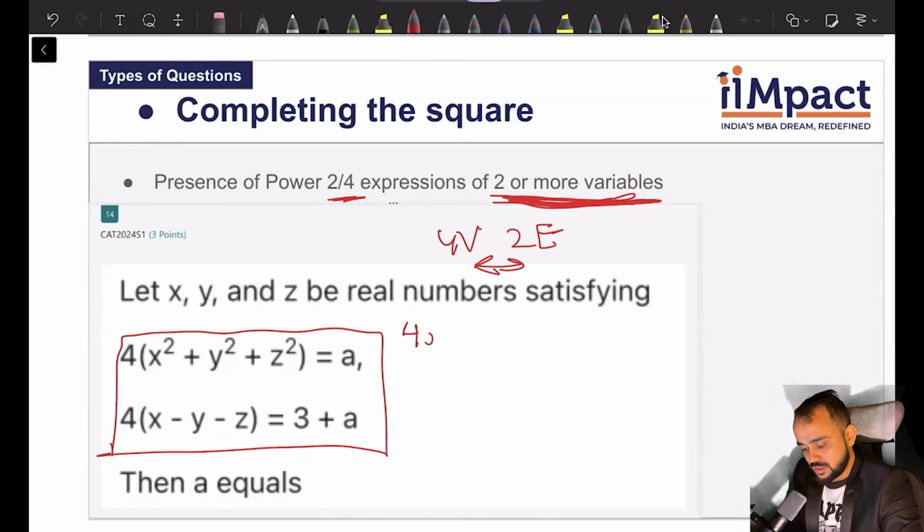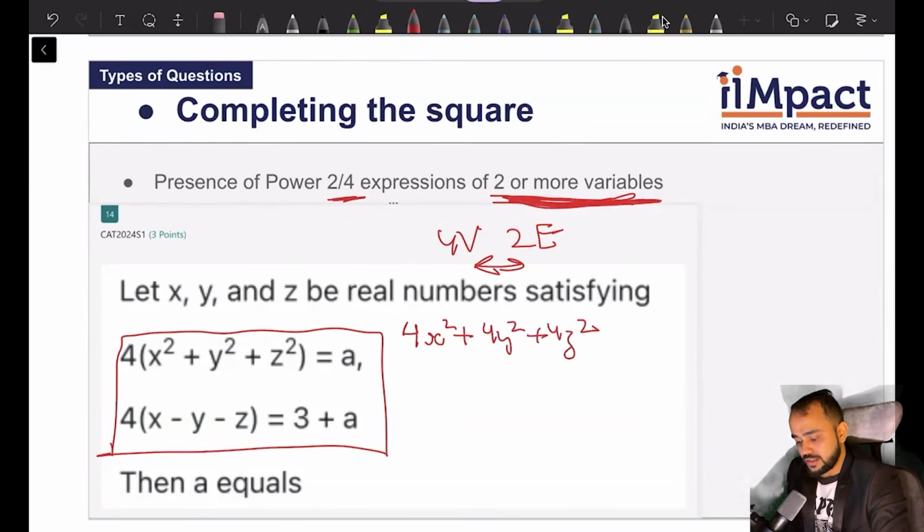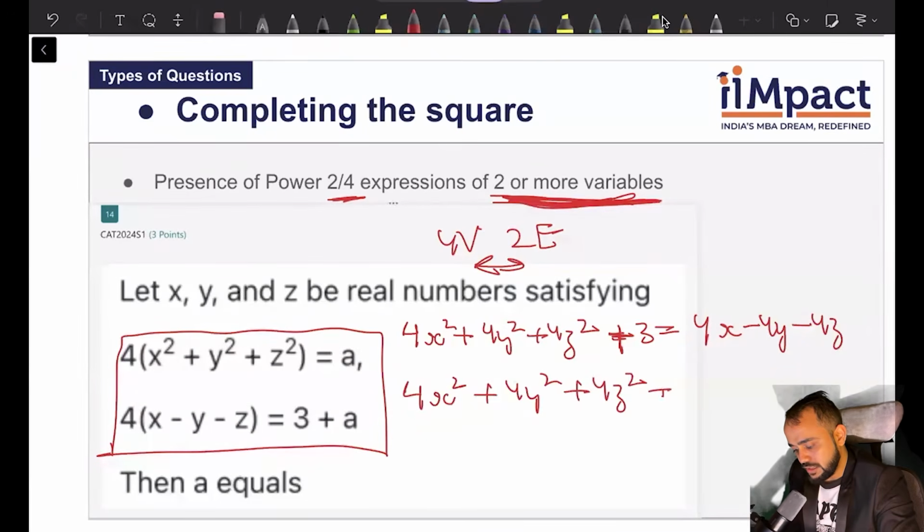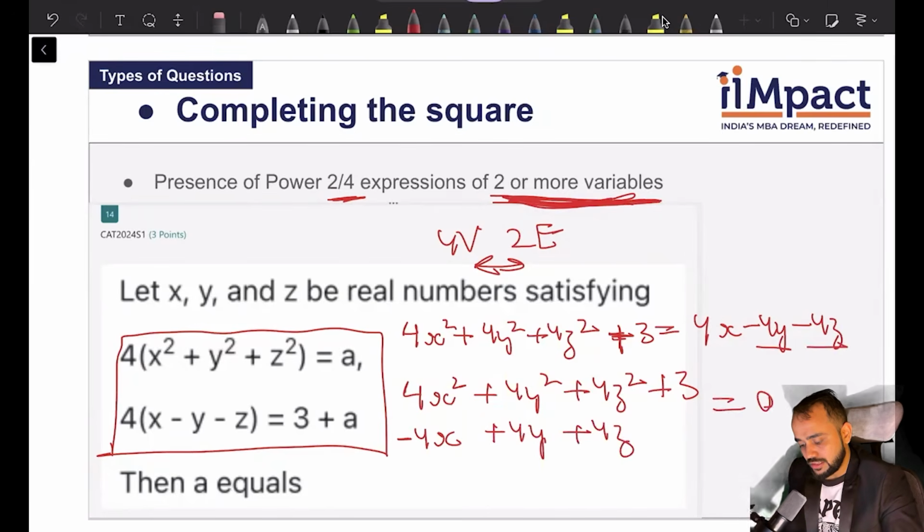Let us say 4x square plus 4y square plus 4z square. I observed there are squares here, so I am already interested in completing the square. So I will write now, this is a, right? So this plus 3 should be equal to 4x minus 4y minus 4z. If I take everything to one side, I will get 4x square plus 4y square plus 4z square plus 3. 4x I am writing here as minus 4x, minus 4y I am writing here as plus 4y, and minus 4z I am writing here as plus 4z. This entire thing is equal to 0.